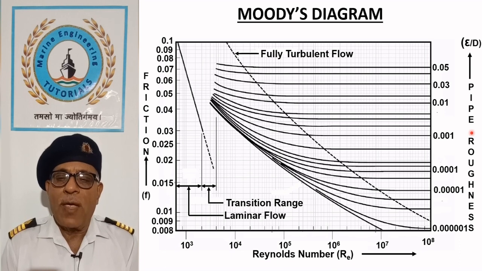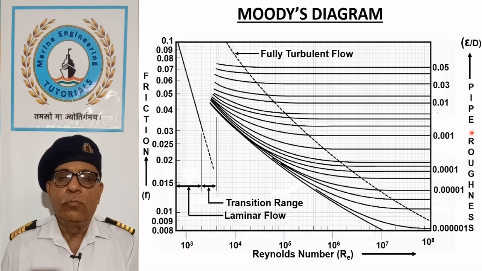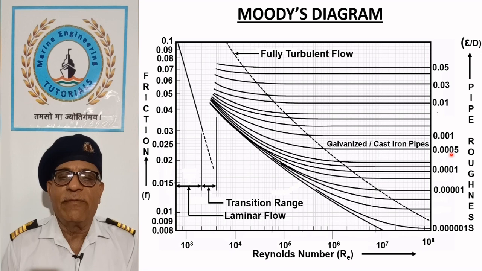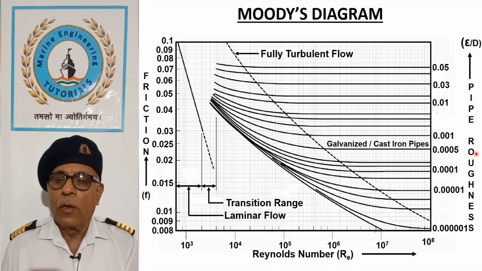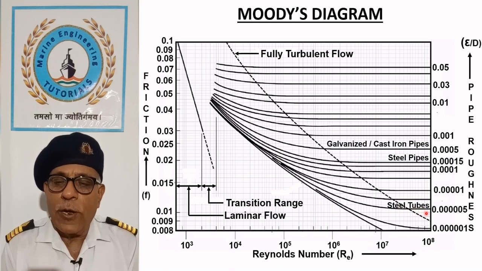Absolute roughness of some pipe material are given below. Galvanized or cast iron pipes 0.0005. Steel pipes 0.00015 and metallic and plastic tubes 0.000005.